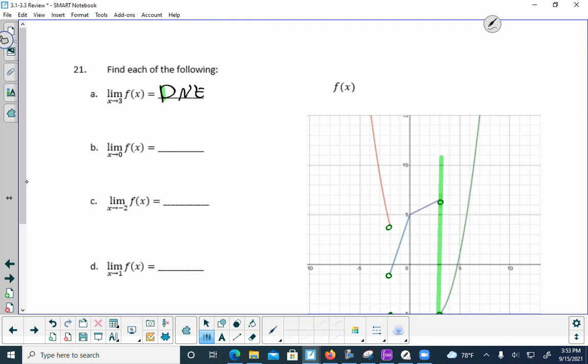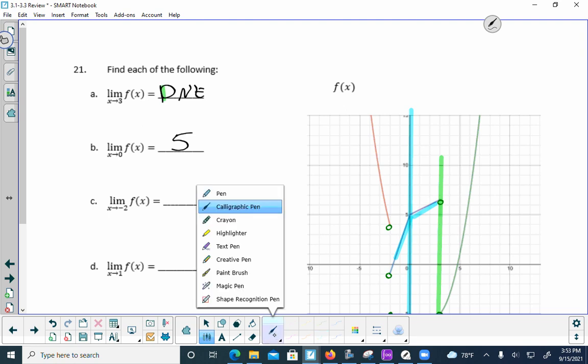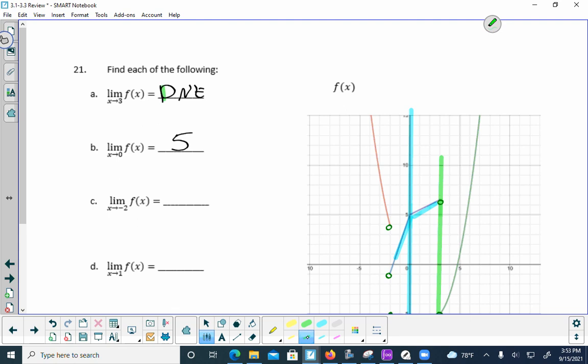The next one is the limit as x approaches 0. So we'll highlight that a different color. Here's 0. As I approach from the left, it's 5. As I approach from the right, it's also 5. So I'm going to go ahead and say that limit does exist, and it is 5. The limit as x approaches negative 2, here is negative 2. As I approach from the left, it looks like it's 4. As I approach from the right, it looks like it's negative 1. So I'm going to say it does not exist.